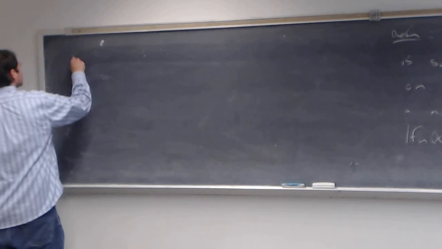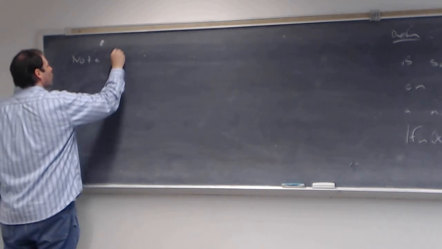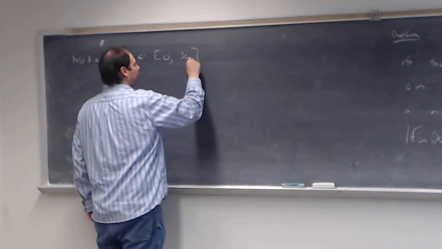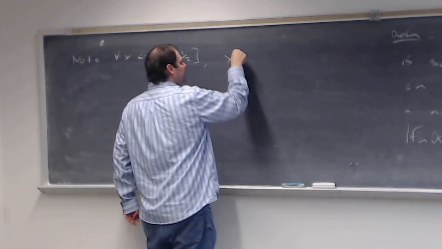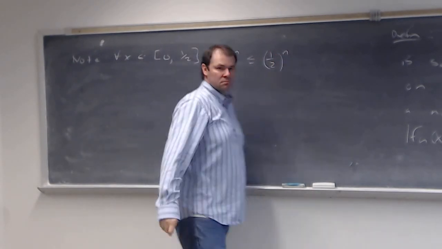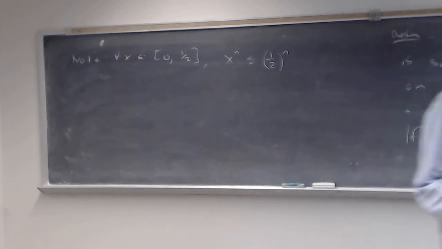Well, note, for all x in 0 to 1/2, x to the n is going to be less than or equal to 1/2 to the n. The 1/2 to the n is always the biggest number for each one of the functions. Is that okay?